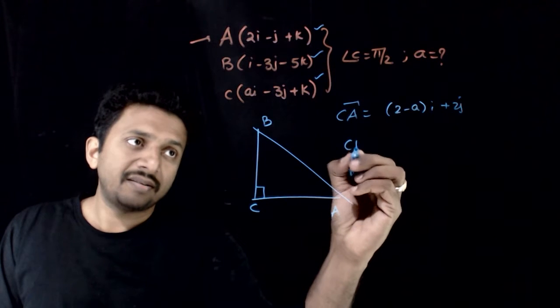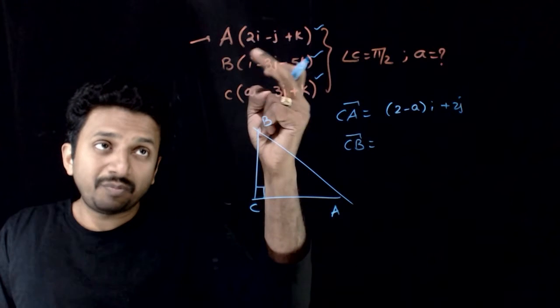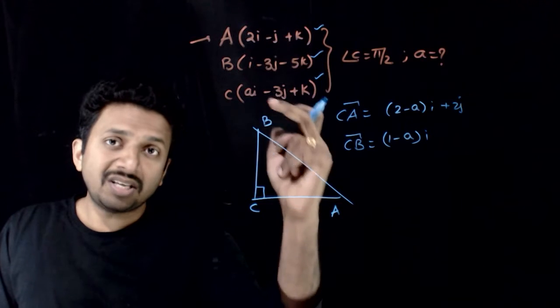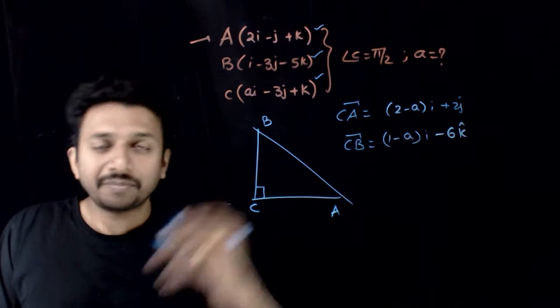And what is CB bar? Position vector of B minus position vector of C. That is (1 minus a) times i. 3j gets cancelled. Minus 5k minus k is minus 6k.